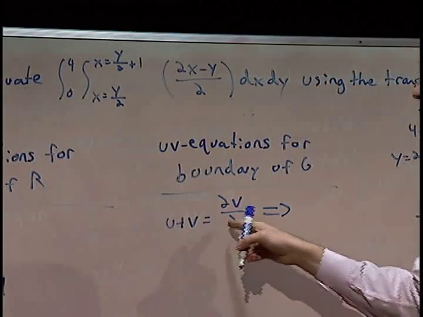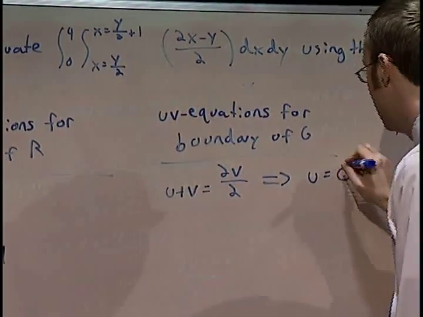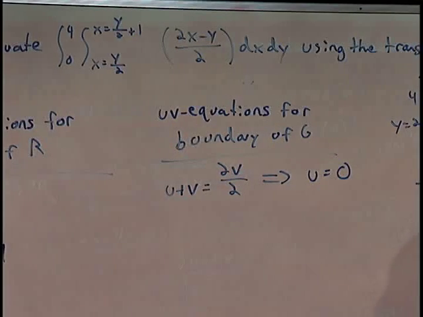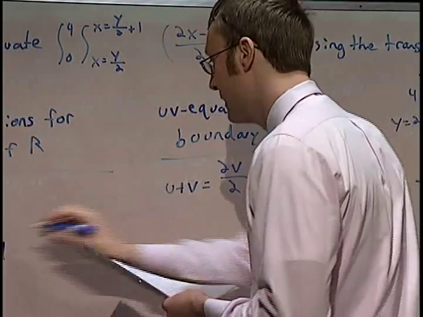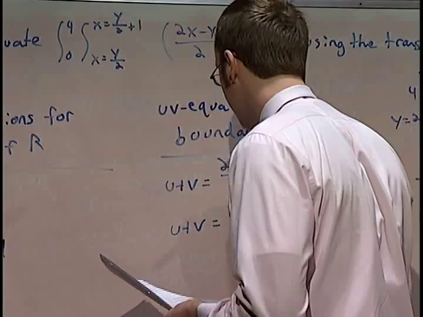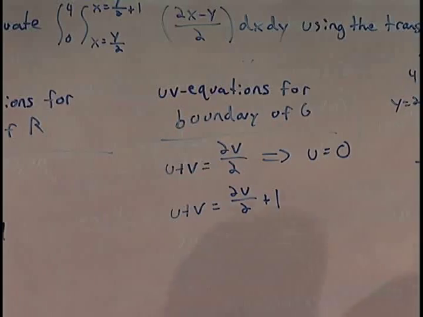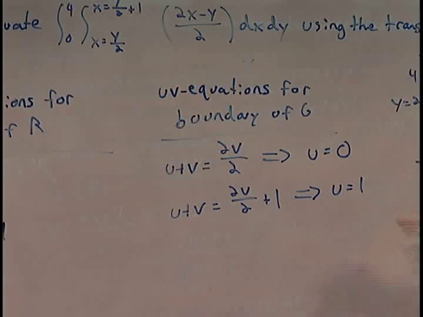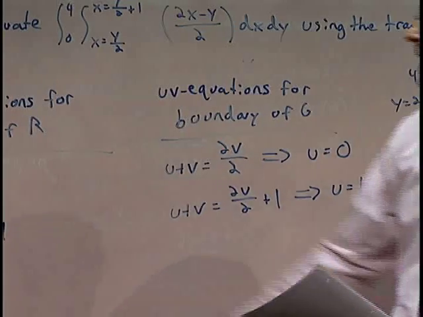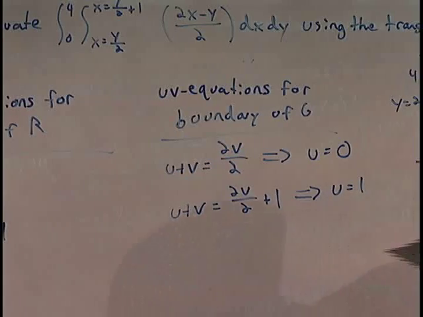We get u plus v equals v, right? That means subtract v from both sides. That just leads to u equals 0, right? So u plus v equals v means u equals 0, okay? Let's see, down here we get u plus v equals 2v over 2 plus 1. That's saying u plus v equals v plus 1, well, that means u equals 1, all right? Okay, so these more complicated lines over here have become very, very simple boundaries in the UV plane, okay?